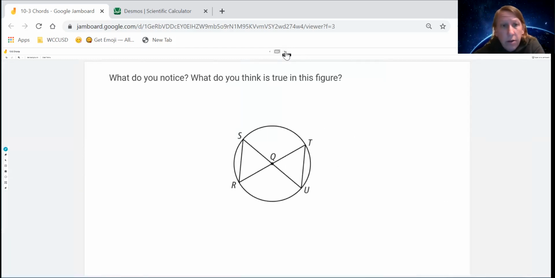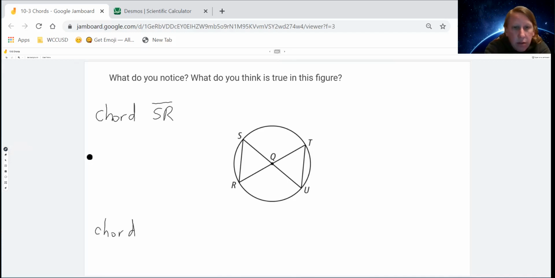Here's a figure. What do you notice? What do we see? What can we do with this figure? Okay, good. I see a chord. How many chords do you see? I see chord SR. What else do we notice and see? Yeah, I see a chord that's a diameter. Chord SU is a diameter. It's a chord that's the longest.